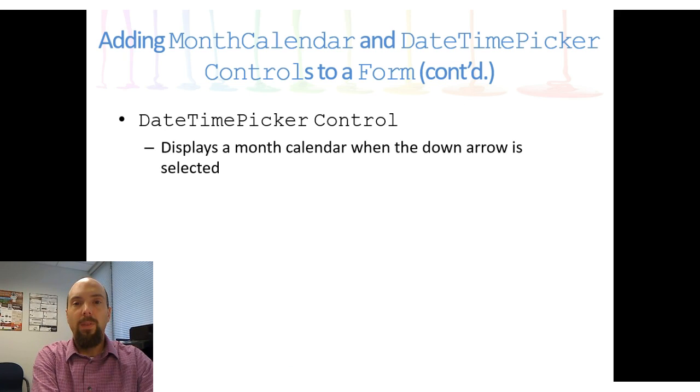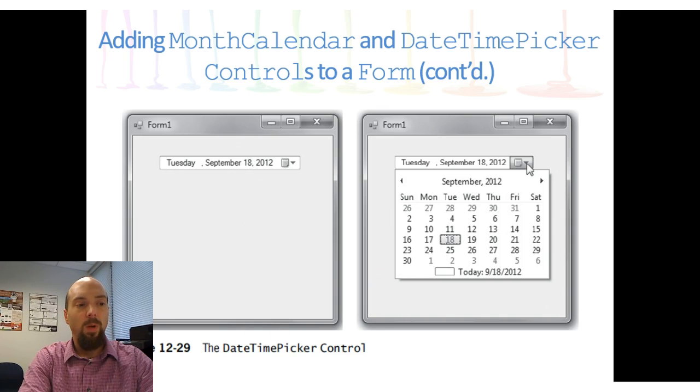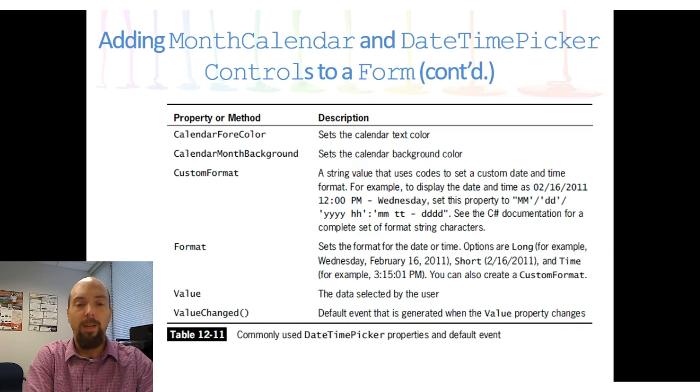All right, we also have the date time picker, which works kind of the same, except this one gives you a drop-down box. So now I see this on the form, and when I select the arrow, I get a calendar that pops up, and it functions pretty much the same way as the month calendar does. Now, though, I can change the foreground color, background color. I can specify the format for the month.